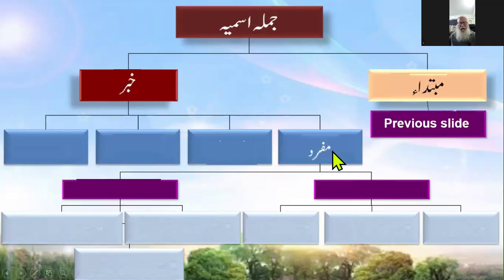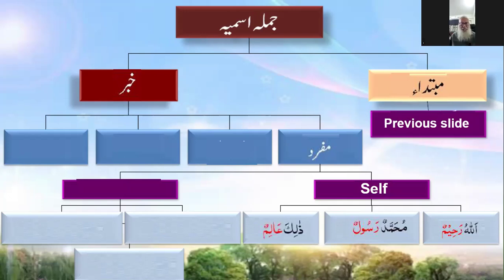Khabar may be a mufrad, a single word, just like Allahu Rahimun. Allah is mubtada, Rahimun is the khabar because it's nakra and marfu. Muhammadun Rasulun. Muhammad is mubtada, Rasulun is the khabar, a single word. Zalika alimun. Zalika is the mubtada, alimun is the khabar, a single word. So it can be a single mufrad word.